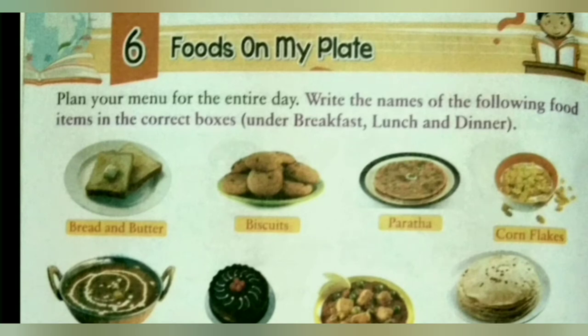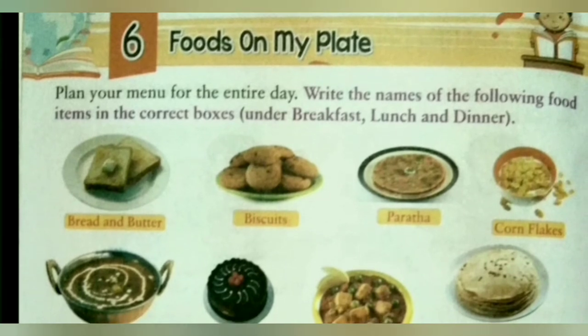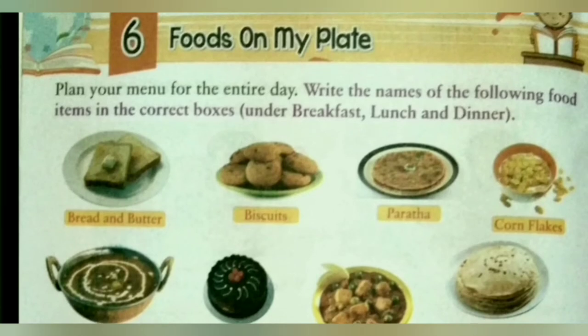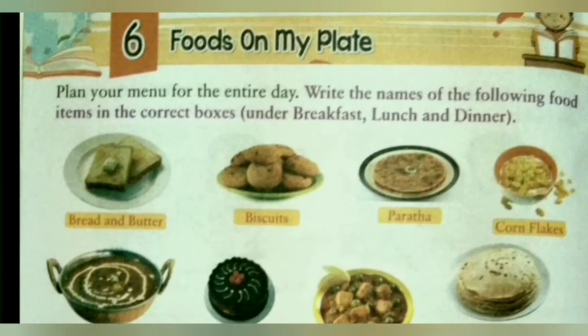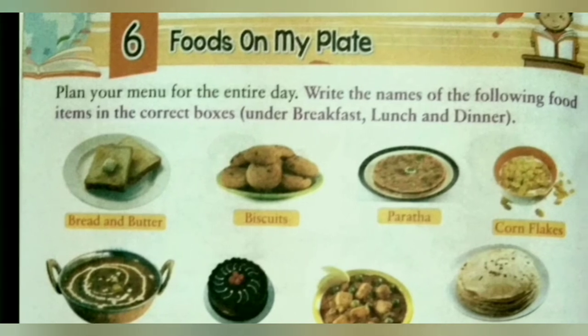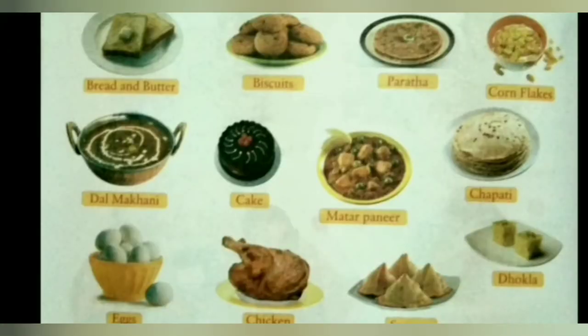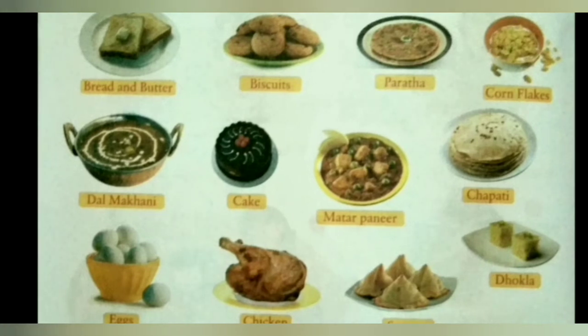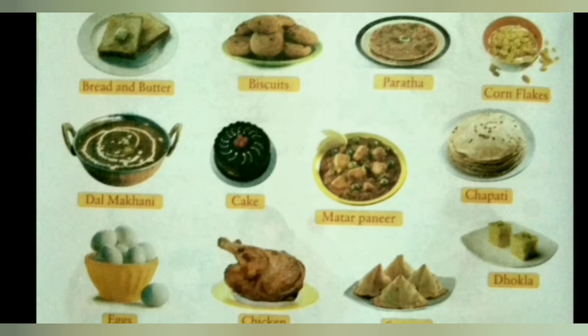Let's do the exercise given on page number 6. Read after me. Plan your menu for the entire day. Write the names of the following food items in the correct box under breakfast, lunch and dinner. Here we can see the picture of various food items in which we have to identify which food item we eat during breakfast, which food item we eat in lunch or dinner, and what are the tea snacks.